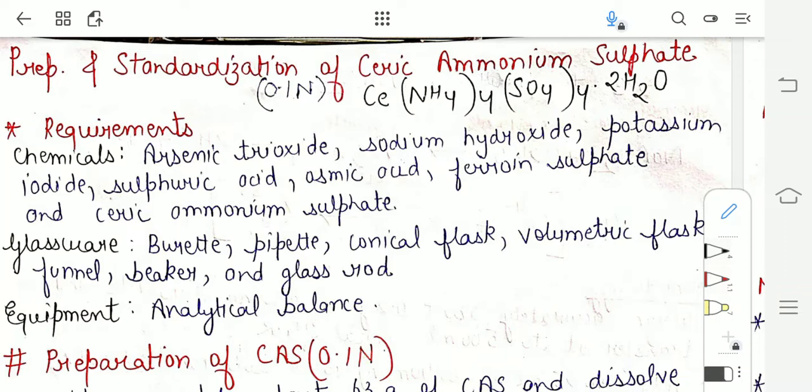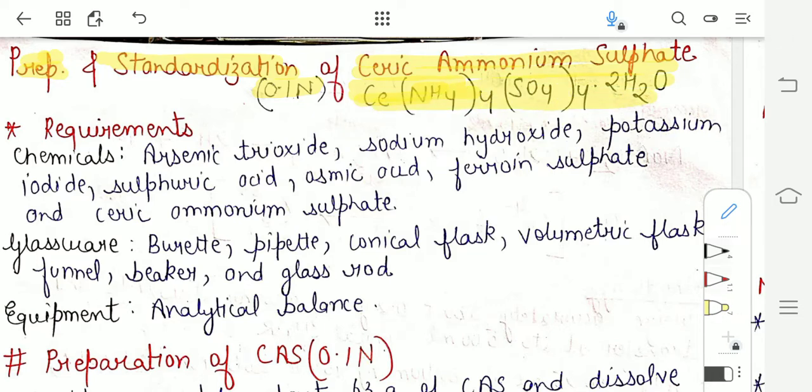So hello everyone. In this video we will talk about the preparation as well as the standardization of ferric ammonium sulfate of 0.1 normal strength. The normal as well as the molar strength of our ferric ammonium sulfate is the same. We will see that in a few minutes. Firstly, here I have written the chemical formula for ferric ammonium sulfate.